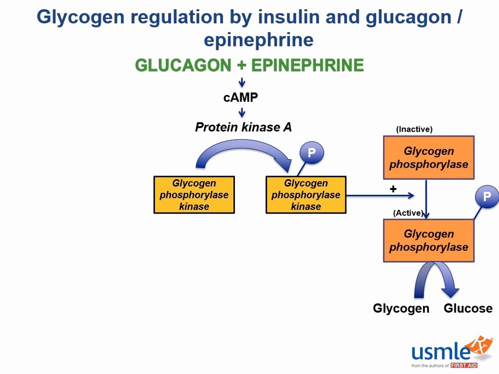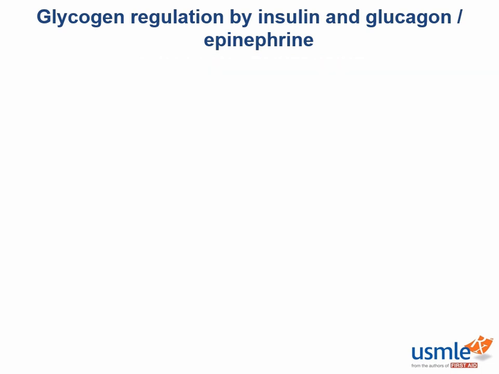The big thing to remember here is that glucagon as well as epinephrine cause the enzyme glycogen phosphorylase kinase to become phosphorylated, which can then lead to breakdown of the glycogen reserves to increase blood glucose levels. Now, with all that said, what do you think happens in the fed or hyperglycemic state?